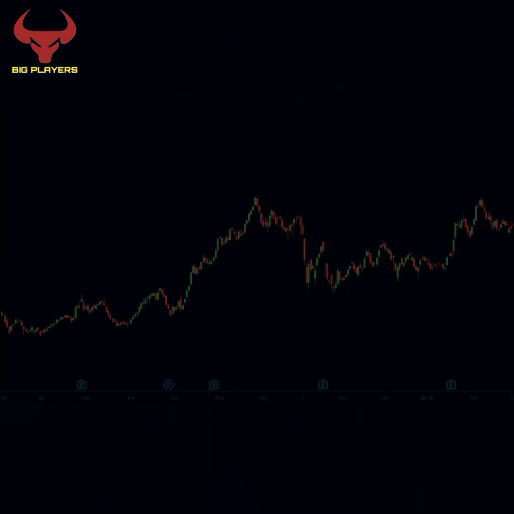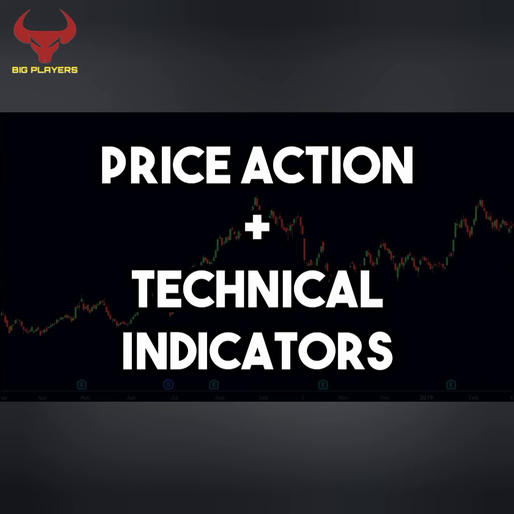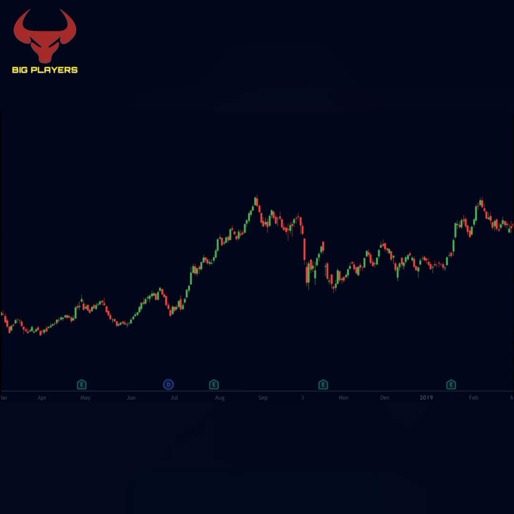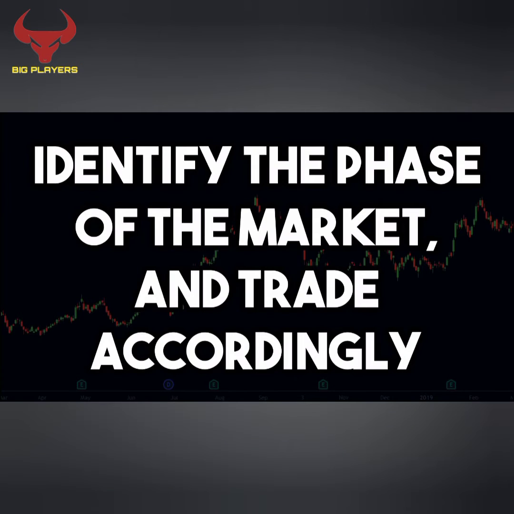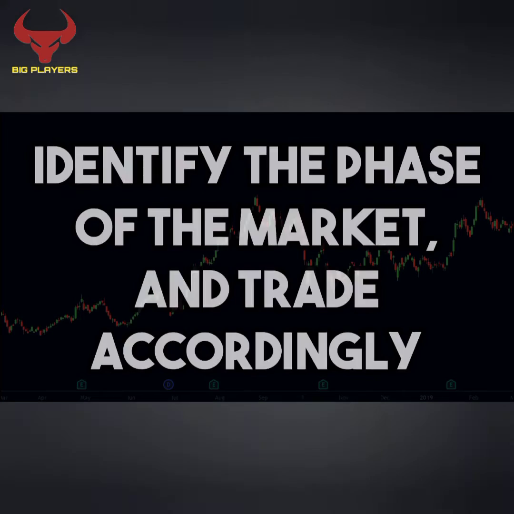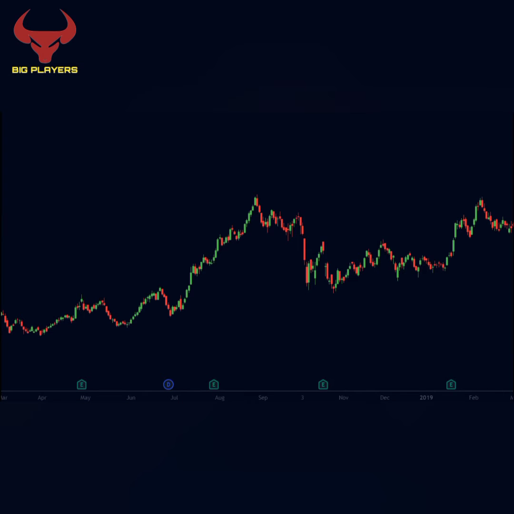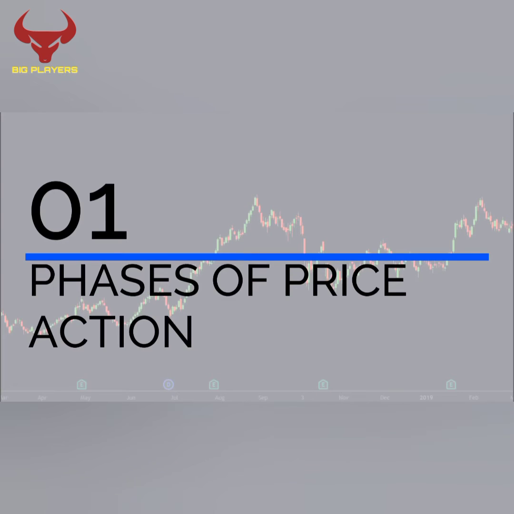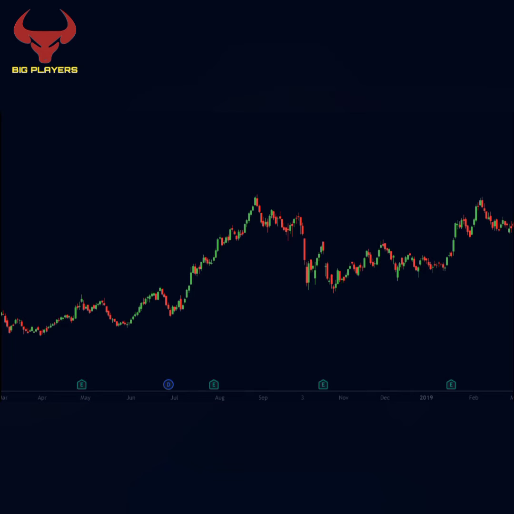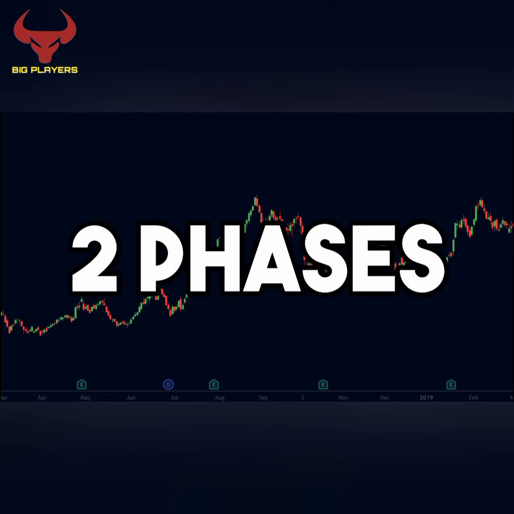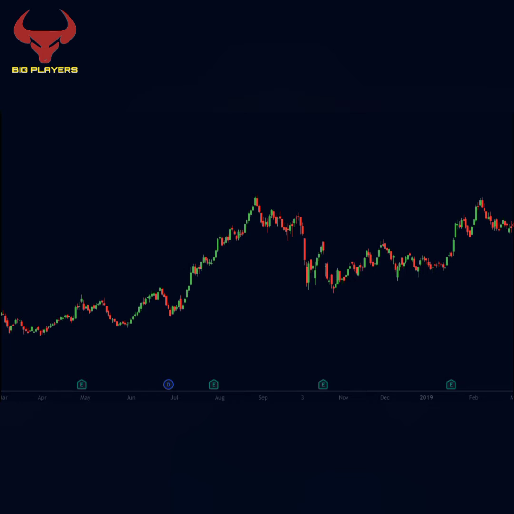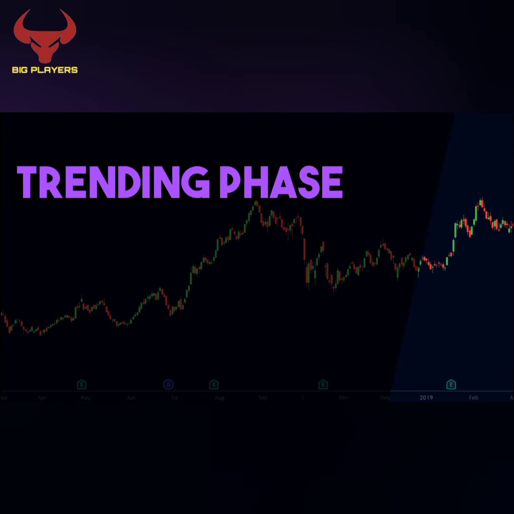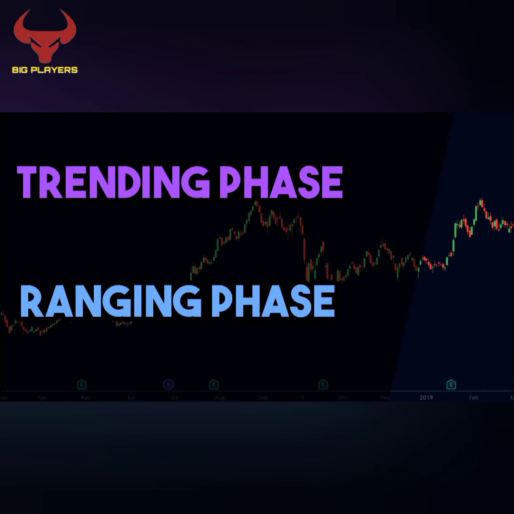But a trader can combine price action and technical indicators to find the best possible trading opportunities. The most important point of price action trading is to identify the phase of the market and trade accordingly. So now, let's discuss the different phases of price action. The price of an asset generally moves in two phases: the trending phase and the ranging phase.